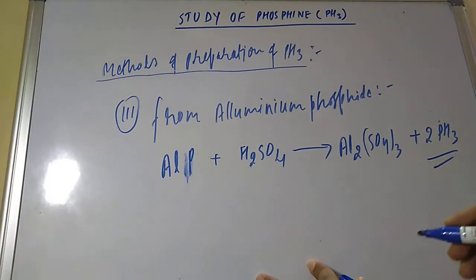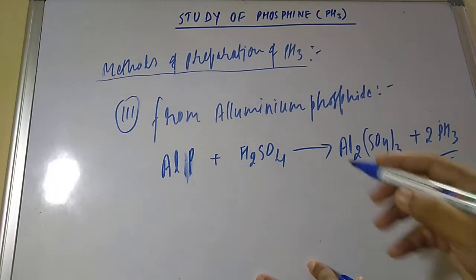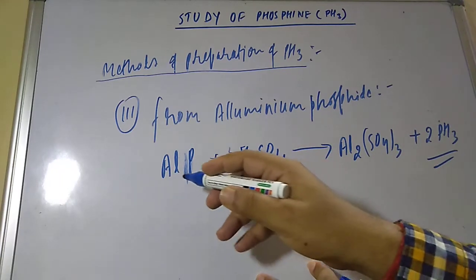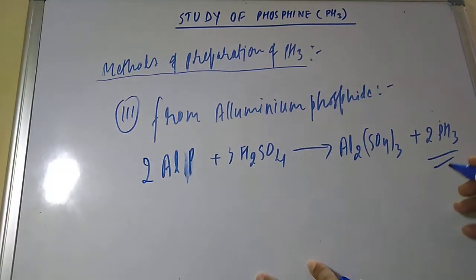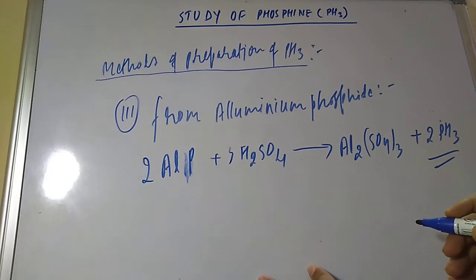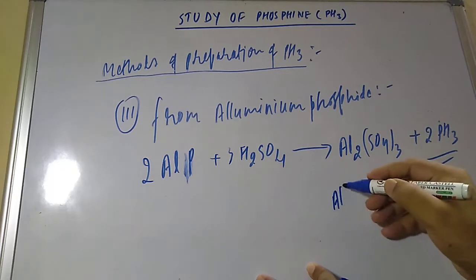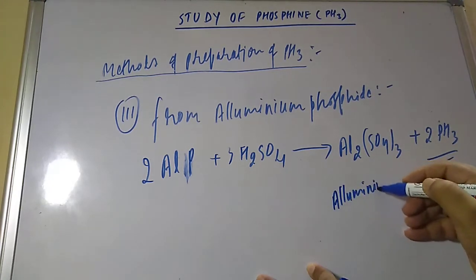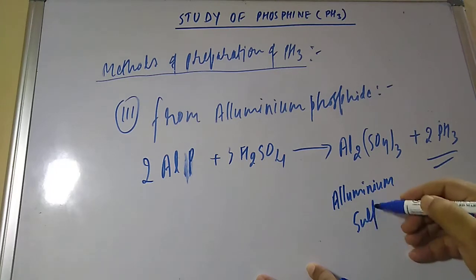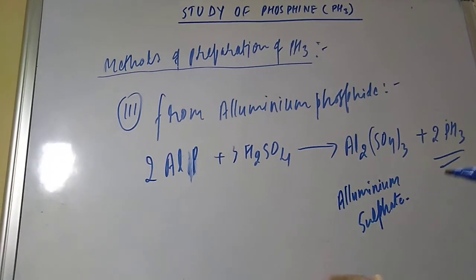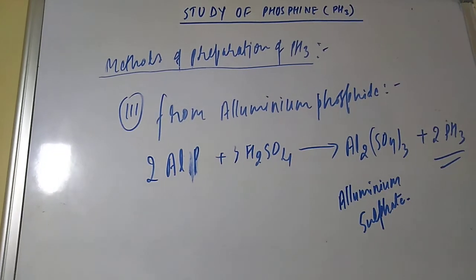It will give PH3, which is phosphine, and Al2(SO4)3 is aluminum sulfate. So these were the methods of preparation of phosphine. Now one more method of preparation is there, then we will move to the chemical properties and physical properties.